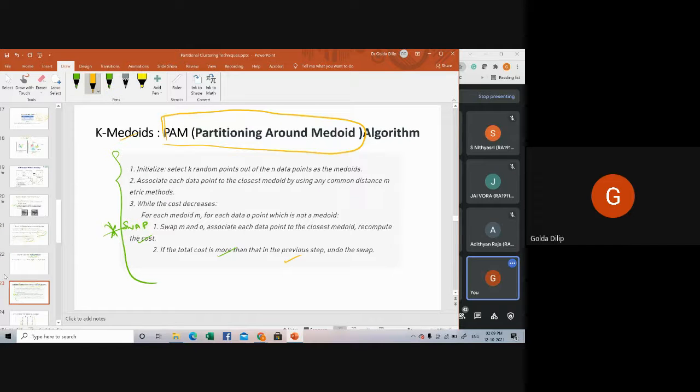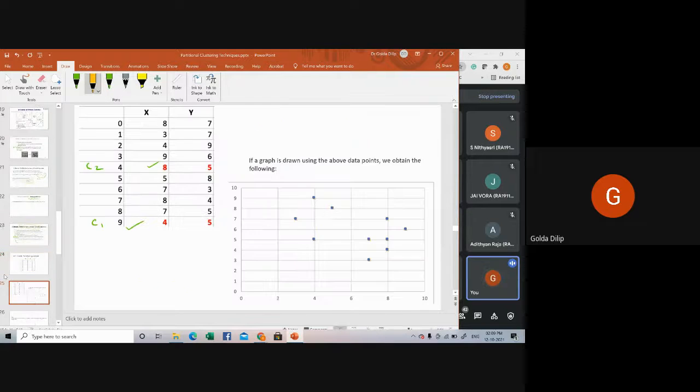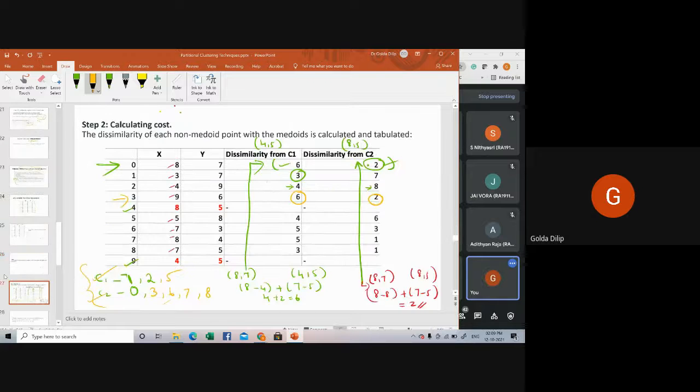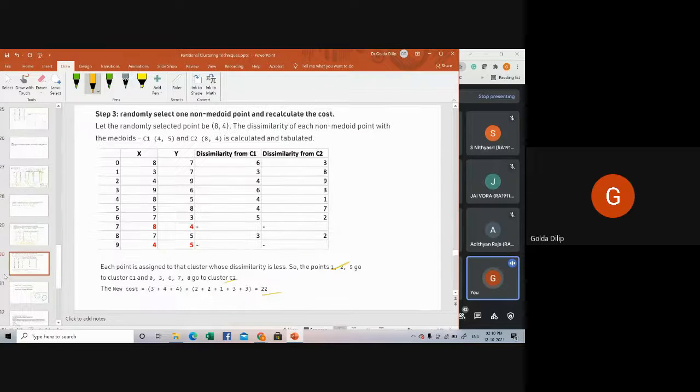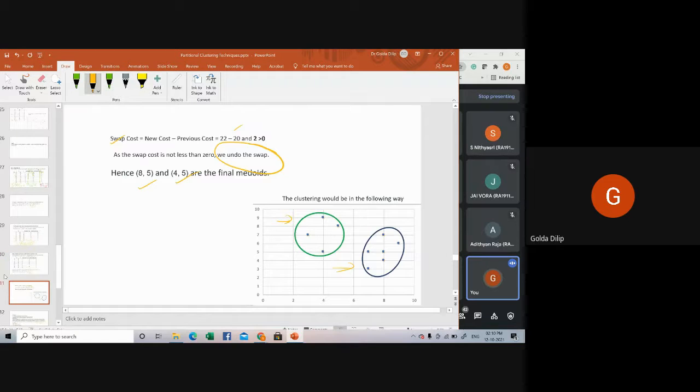So this is what the K-medoids algorithm is all about. I gave you this illustration. We calculated the initial cost to be 20. In the second round, the cost came to 22. Since the new cost is more than the previous cost, you undo the swap, and these are the final medoids.